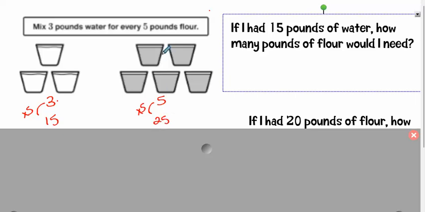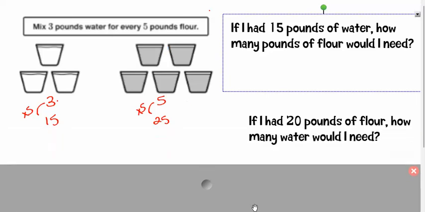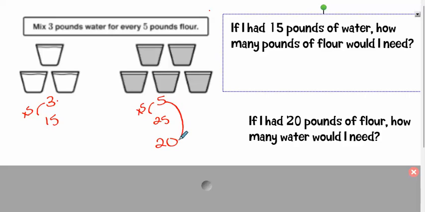Okay. And then let's look at this. If I had 20 pounds of flour, remember this side is my flour, how much water would I need? Well, how did I go from 5 to 20? I multiplied by 4, so I should multiply this one by 4, and I would get 12. I would need 12 pounds of water. Okay, that's in picture form. All right, let's look at another one.